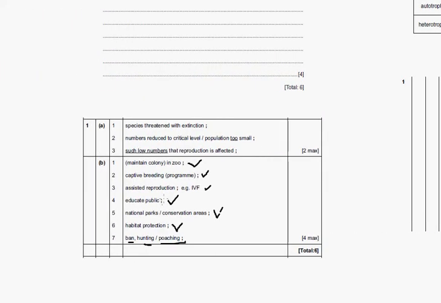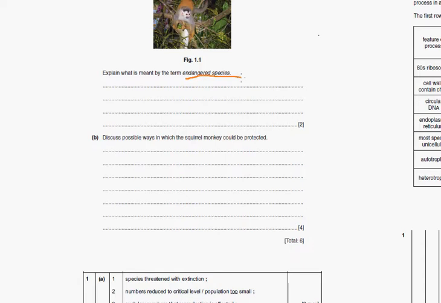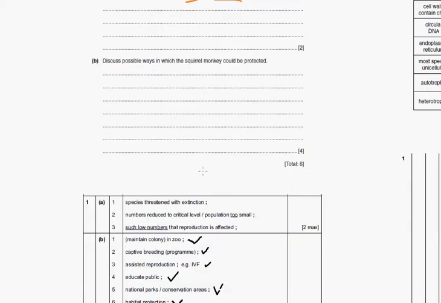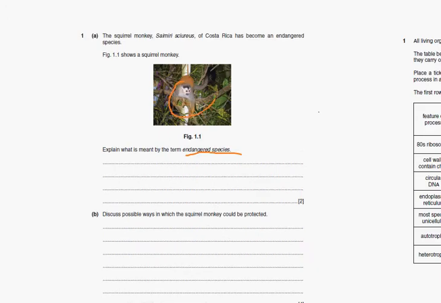Then another definition we're supposed to know is endangered species. Okay, now endangered species has 3 characteristics. The first thing is it is a species threatened with extinction. So the first thing is, for example, this lion over here, sorry, this monkey. Okay, the first thing is there is a danger of extinction, right? That's the first thing. That's number 1, right? Then we have number 2.